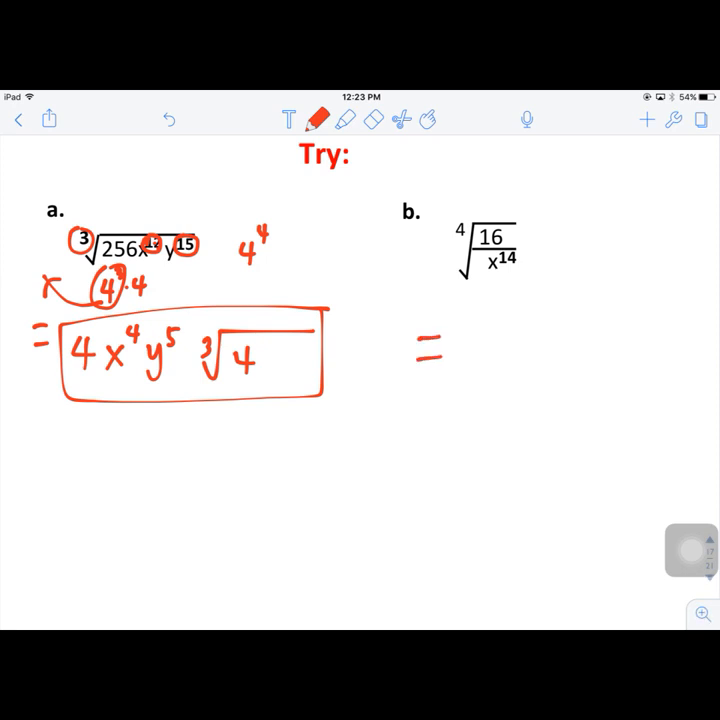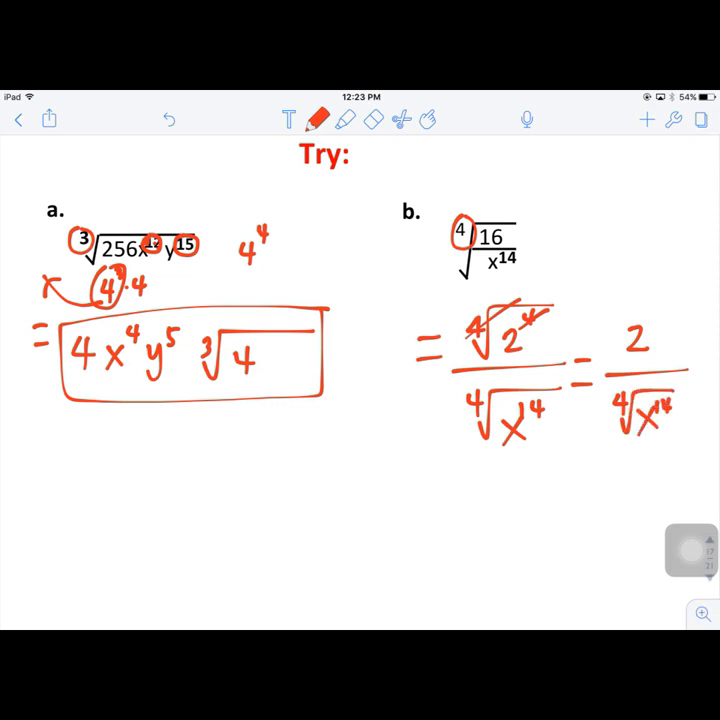For number 2, we're going to simplify the fourth root, isolating the fourth root on top first, and we're going to rewrite 16 as 2 to the fourth. And then on the bottom, we have the fourth root of x to the 14. And so we know that on top, we're just going to have 2 because the 4 and the fourth root cancel out, and we have the fourth root of x to the 14 on the bottom.